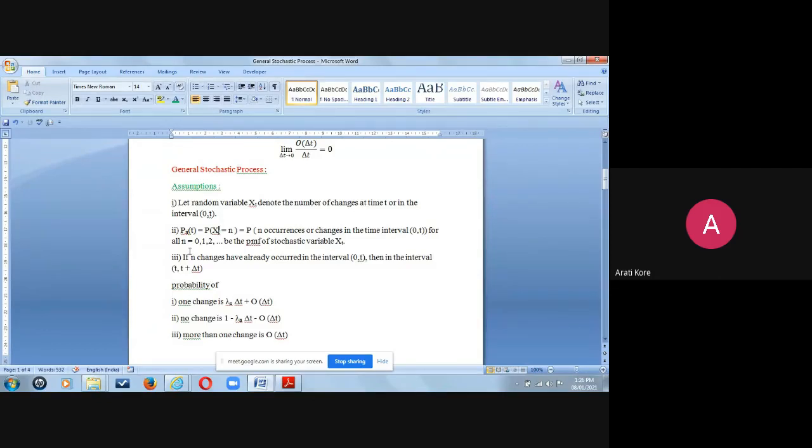So from here onwards, always remember that if I say Pn(t), Pn(t) is nothing but the probability distribution of the stochastic variable xt. And what is its interpretation? The probability that there are n changes, n arrivals, n departures in the time interval 0 to t. Hope the notation is clear to you.